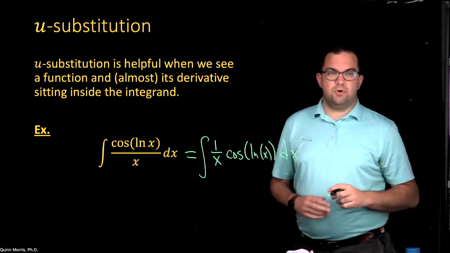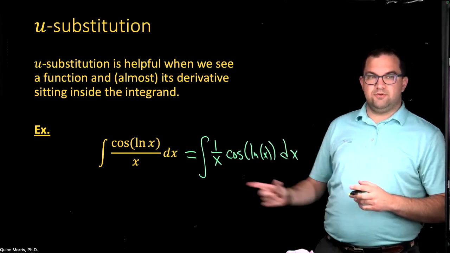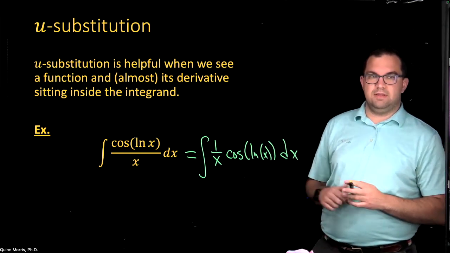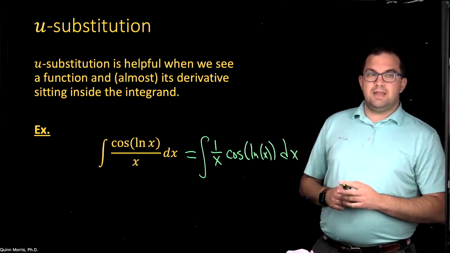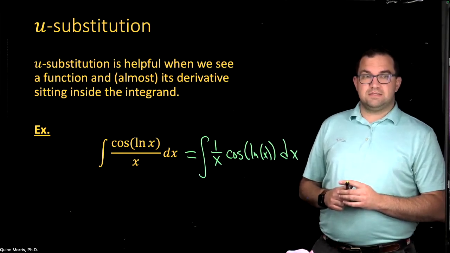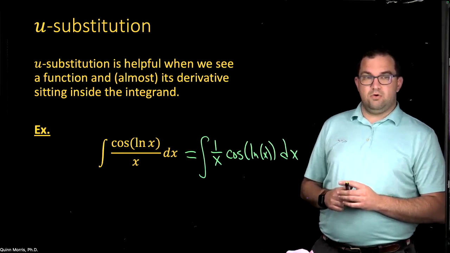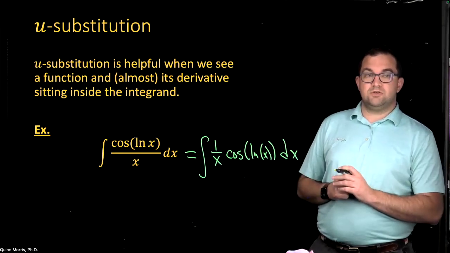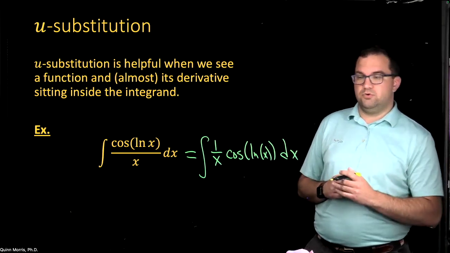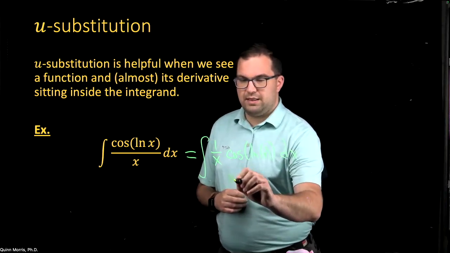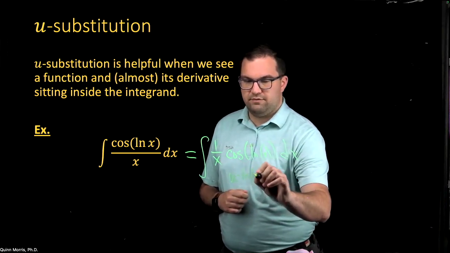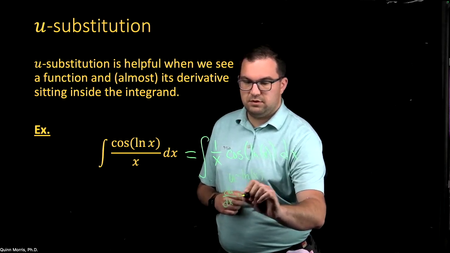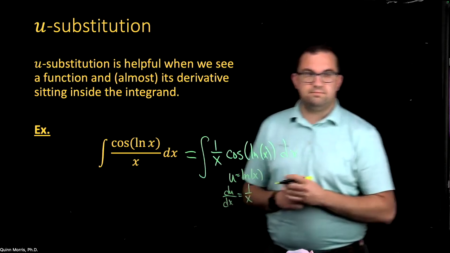So that's just algebraically rewriting the integrand, right? I haven't actually done any calculation. I've just algebraically rewritten the integrand. And now I see the functions natural log of x and 1 over x. And so I know that the derivative of natural log of x is 1 over x. And so now I start thinking I could make a u substitution. So if I let u be natural log of x, then my du dx would be 1 over x.